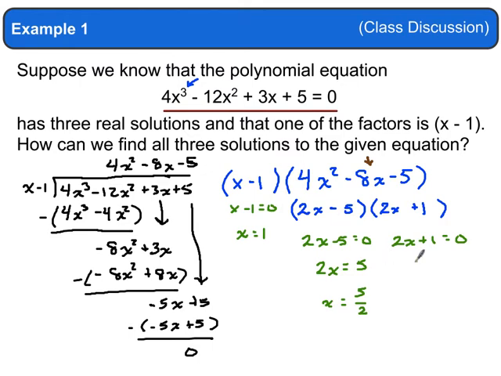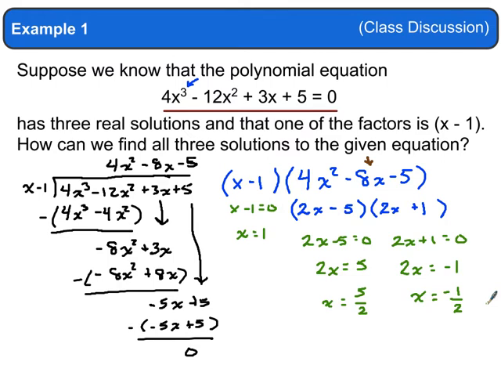You can write 2.5 if you want, but that's just an extra step. So now we're going to minus 1 to this side. So 2x is going to equal -1. And then we're going to divide by 2. And so x is going to equal -1/2. And again, you can write that as -0.5 if you want, but you're just adding an extra step to what we're doing. So those are our solutions: 1, 5/2, and -1/2.